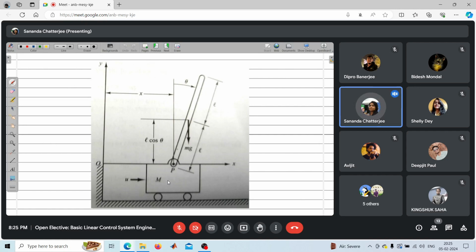Okay, and the length of the pendulum is 2L. Therefore, the position of the CG is in the middle, since this is assumed to be a uniformly distributed mass. So the CG is considered to be at the midpoint, and the distance of the CG from point P is small l. The angle at which this pendulum is bent is theta. At point P it is hinged, so it can freely rotate about the point P.